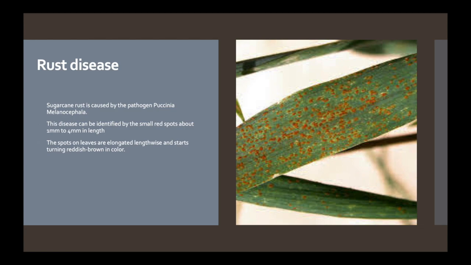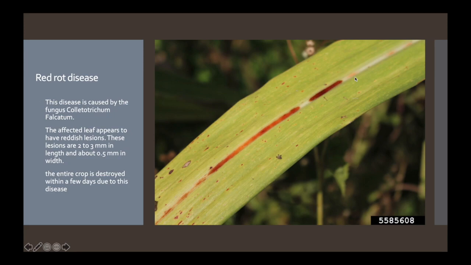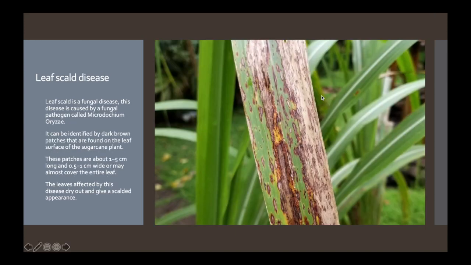First is rust disease. The rust disease can be identified by red spots all over the leaf. Sugarcane woolly aphid. Woolly aphid infection can be noticed by leaves covered with white fly-like pastes. Red rot disease. This is a fungal disease which causes large red lesions, which we can see at the center of the leaf. Leaf scale disease. It is a fungal disease which causes random dark brown patches on the entire leaf.